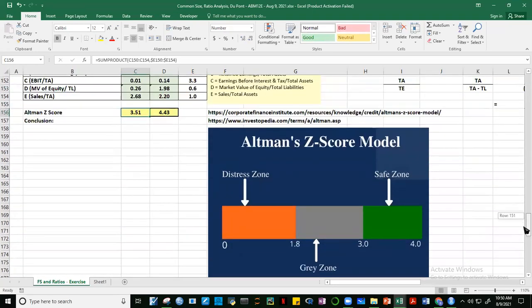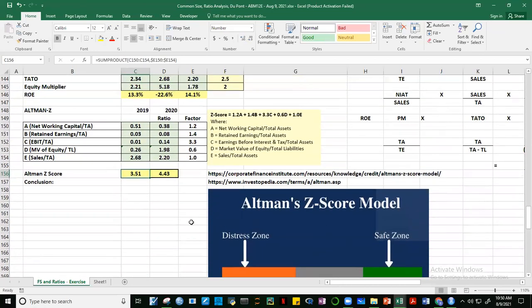It tells us that hindi naman candidate yung si XYZ company for bankruptcy. In fact, nag-improve yung Altman Z niya noong 2020. Mas mababa ng 2019 as expected. All right? So let me end there, guys.